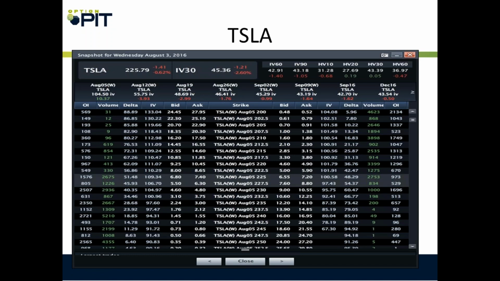So here's Tesla yesterday, right? See, the volatility was 43 bucks. The market was looking for about a $14 move. Did Tesla move 14 bucks today, guys? No, it did not. Tesla moved about $4.